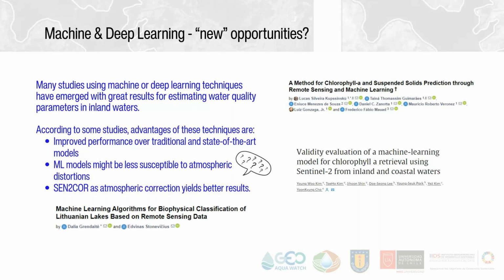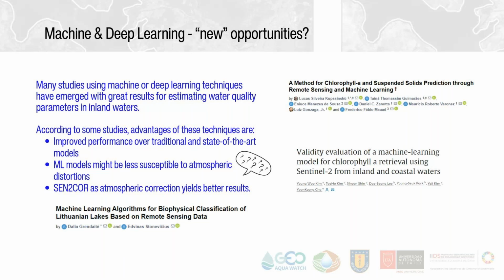And for us, more interestingly, much of the research that at least I have come across has stated that machine learning methods might be robust enough to be less susceptible to atmospheric distortions. So this was quite a positive for us.